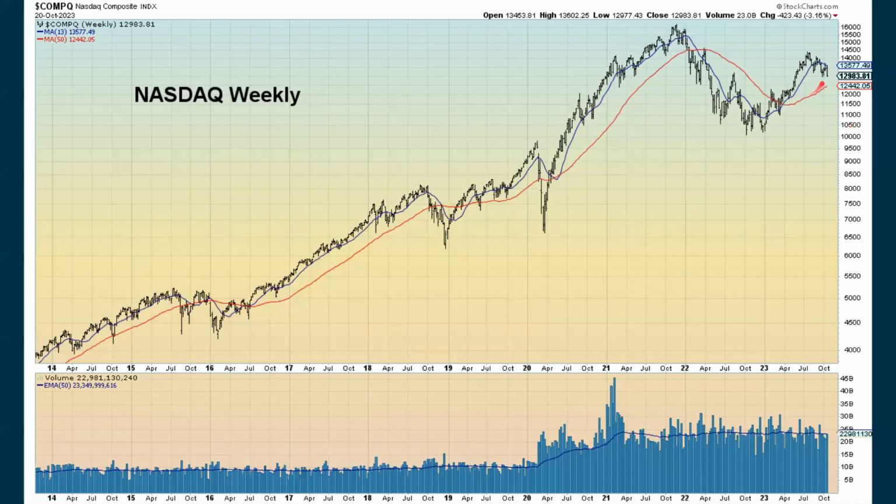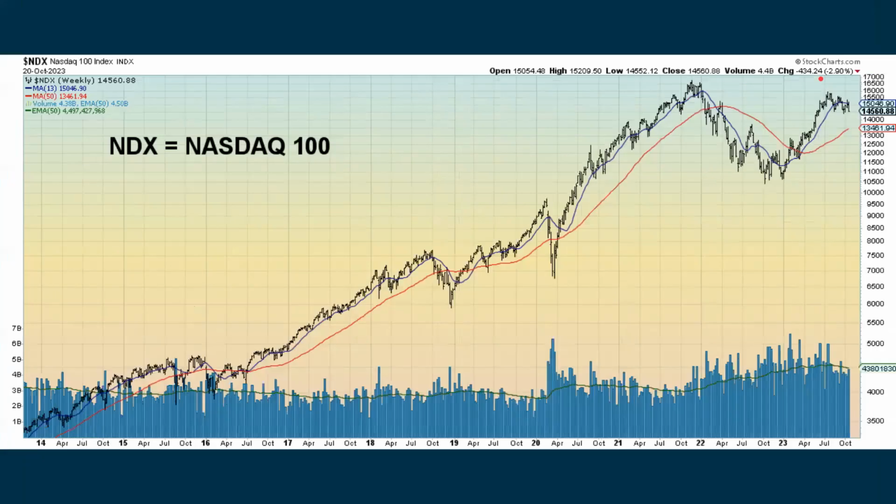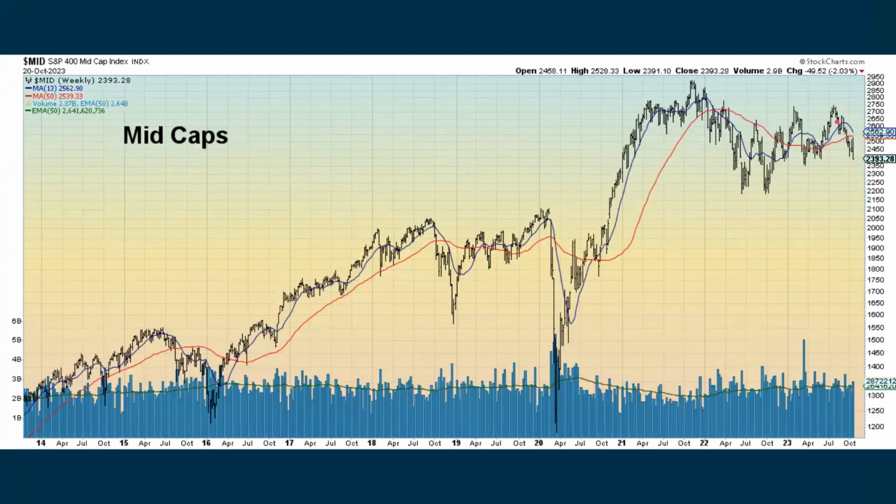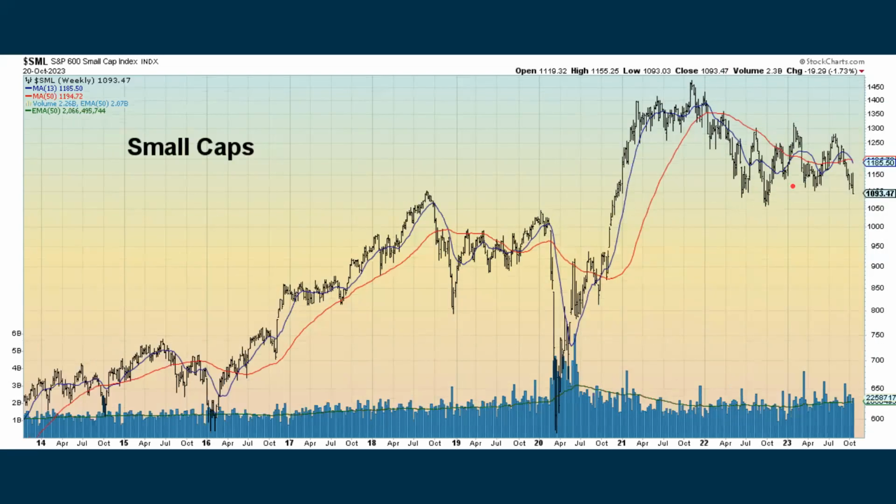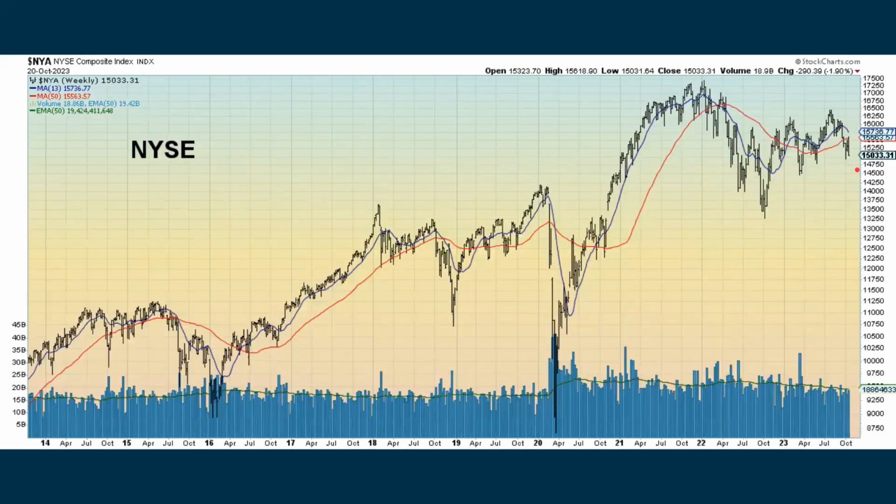The NASDAQ continues to be in an uptrend, but showing some weakness. NASDAQ 100 still in an uptrend, but some weakness. Mid caps, if we continue to go here, we're going to have a death cross on the weekly chart where we've already seen one on the daily chart, but there are some support levels down here, even a little bit further, that the mid caps might hit. And we're also starting to go a little bit below for the small caps, where we're now generating a death cross on the weekly chart for this index.